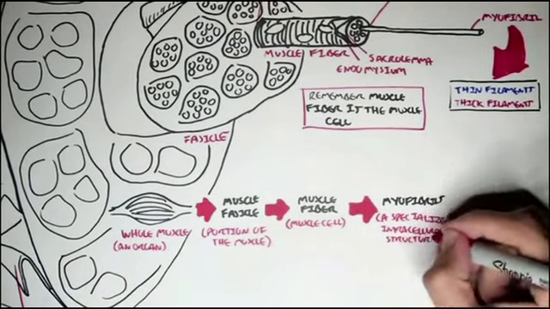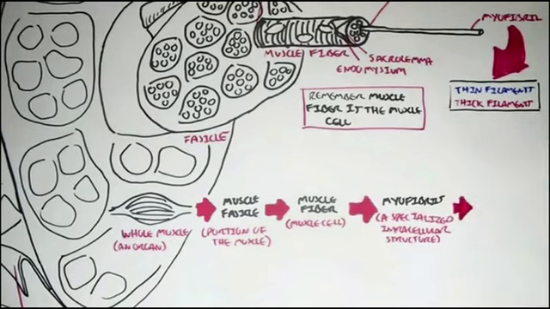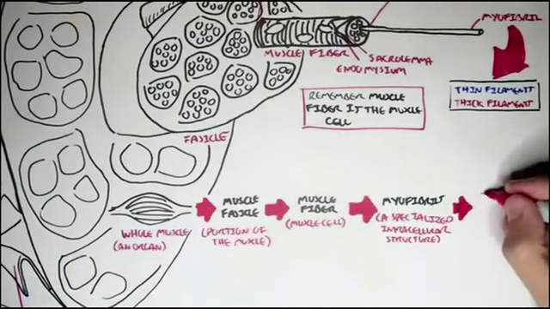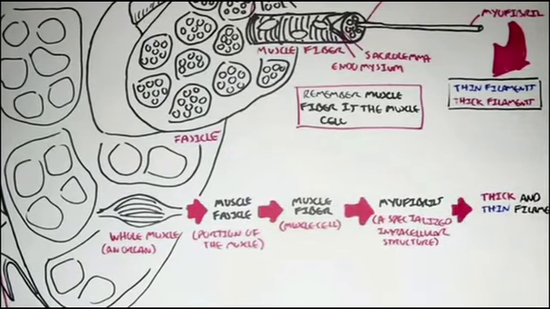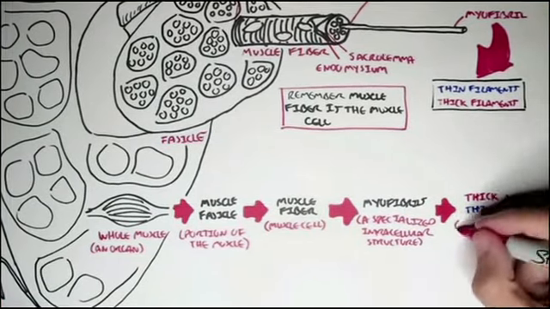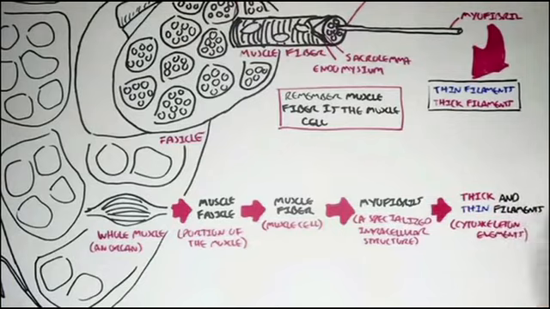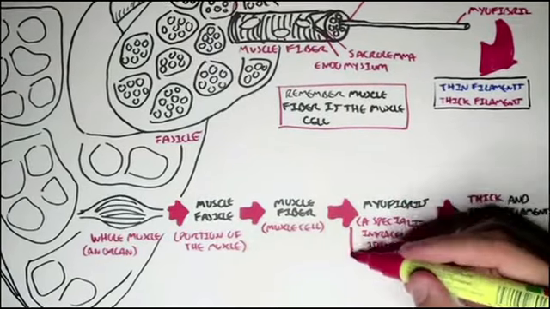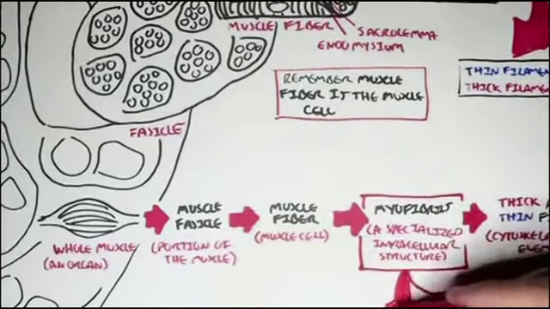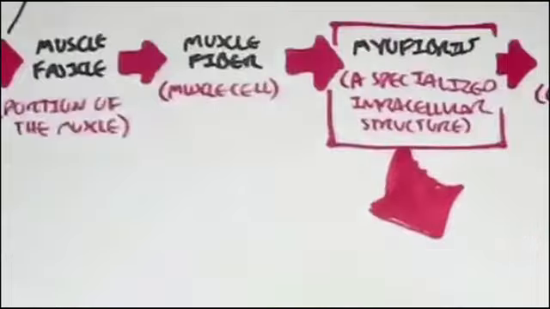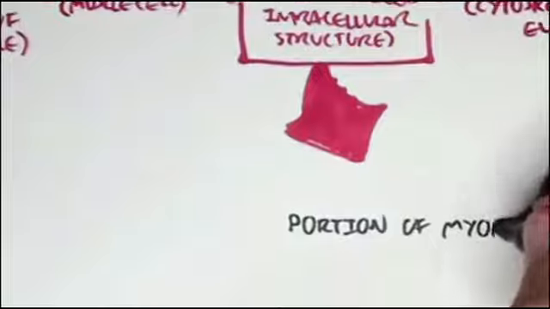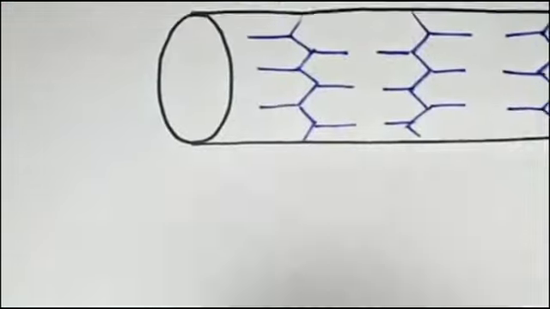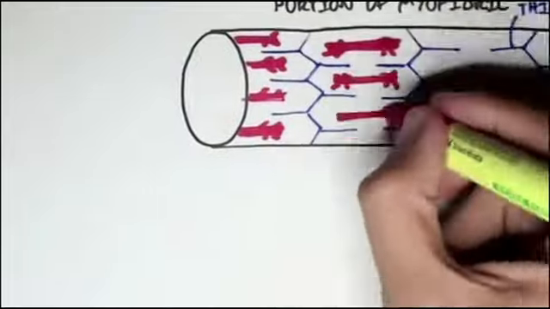So muscle fiber contains many myofibrils, which are specialized intracellular structures. And the myofibrils are the ones that contain thick and thin filaments, also known as the cytoskeletal elements. And so we will concentrate on the myofibrils, the specialized intracellular structures of the muscle fiber. And we'll specifically look at a portion of the myofibril. And the portion of the myofibril, they all contain the thin filament here in blue and the thick filament here in red.